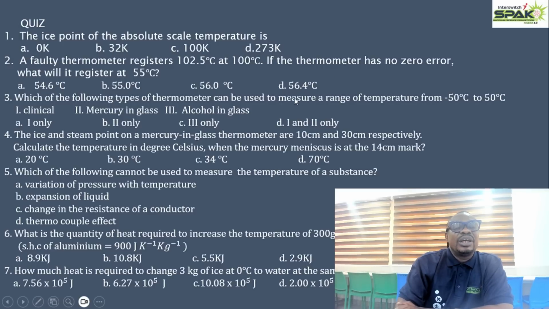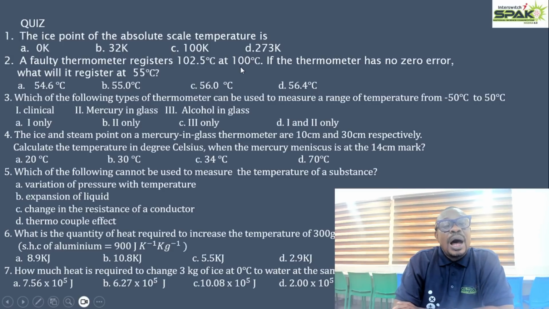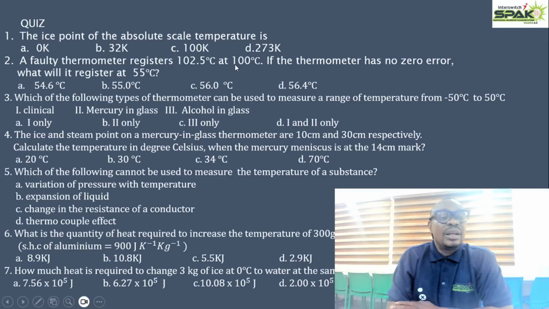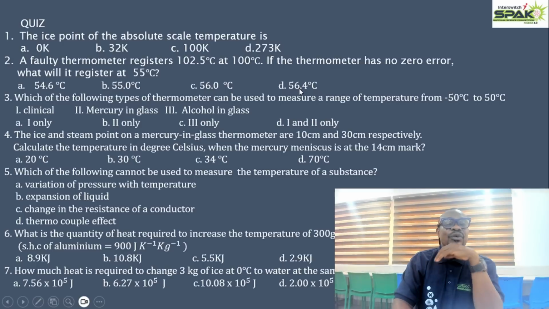You just simply say that, from my 40 thermometer, what will it register at 55 degrees Celsius? So you say the value here, 55 minus 0, all over 102.5 minus 0, equal to x. That is the corresponding value in your normal thermometer, x minus 0 all over 100 minus 0. And solving for x, in the long run, I'm sure you have 56.14.